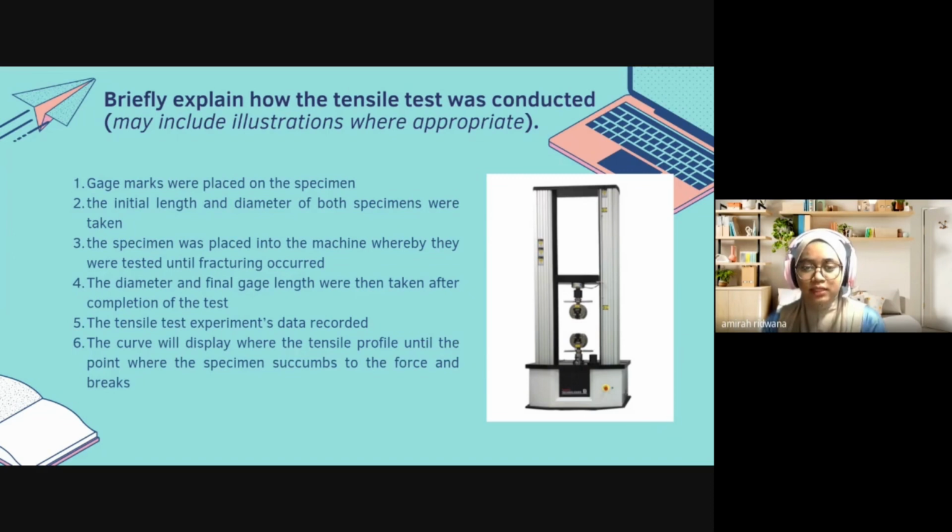The curve will display the tensile profile until the point where the specimen succumbs to the force and breaks. To measure the stress and strain of the material, the tensile testing machine will be used together with the accompanying software to record the tensile behavior of the specimen. Through the data, an associated deduction can be made about the properties of the material.